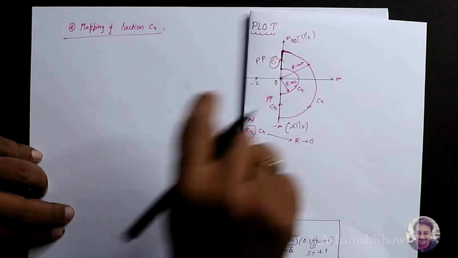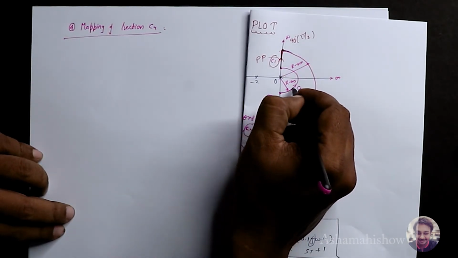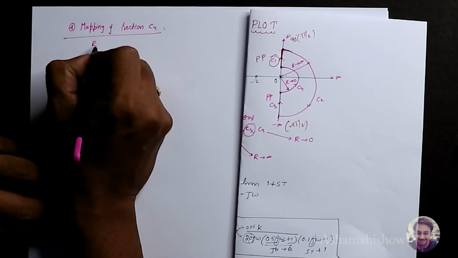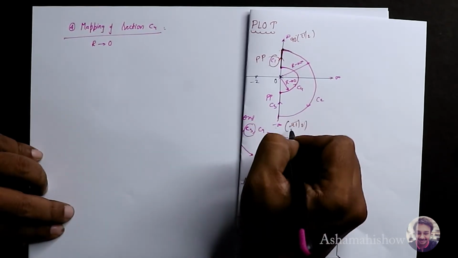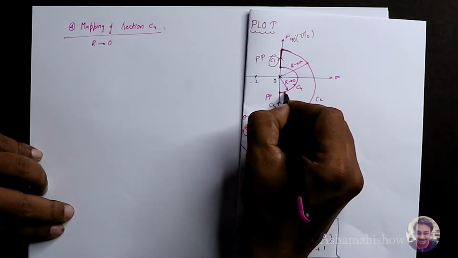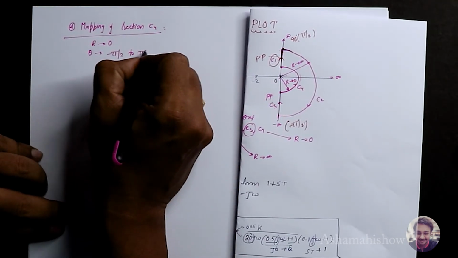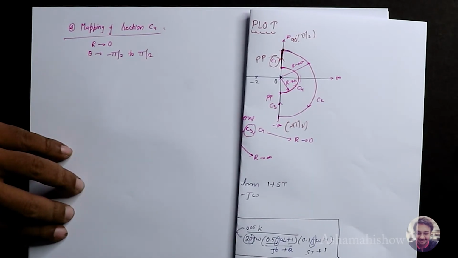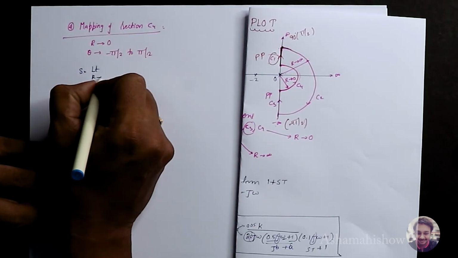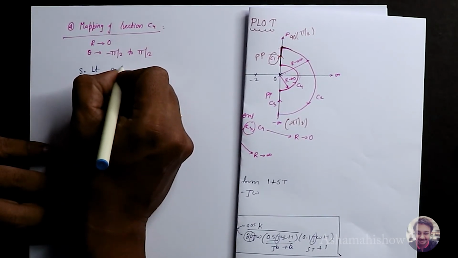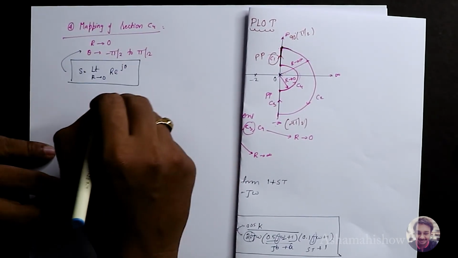Okay, see here C4. C1 is drawn, C2 is drawn, C3 is drawn, only C4 is left. So for your C4, from our diagram, your r tends to 0, and your angle theta is ranging from minus pi by 2 to pi by 2. So now your limit will also go: s equals limit r tends to 0 of r e power j theta is the formula we get, and we have to keep theta from minus pi by 2 to pi by 2.